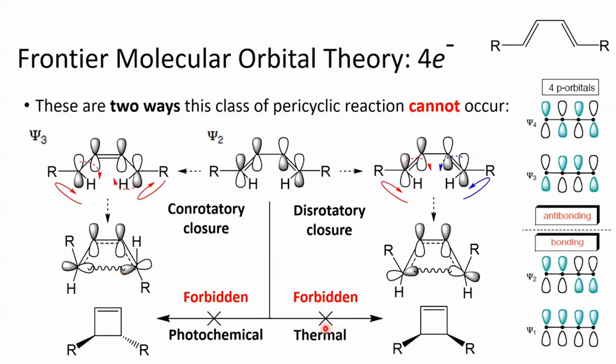Same thing occurs by the thermal route if you try to apply disrotatory closure. If you rotate the outermost orbitals in differing directions, same thing occurs. You're going to get overlap of two orbitals with different phases, and that's not going to give you a bonding interaction. So you can't get a cyclic product in that way.